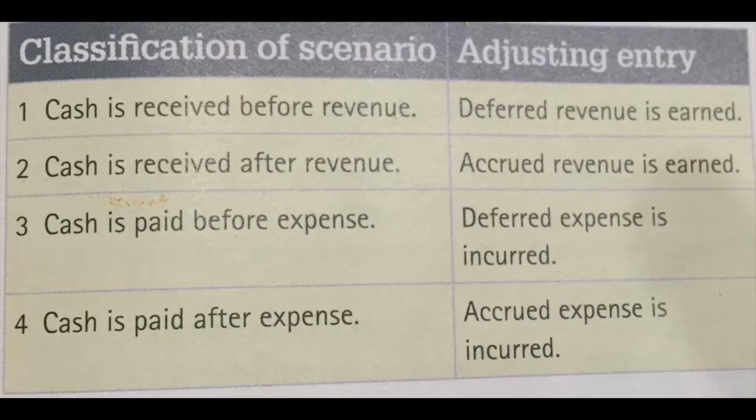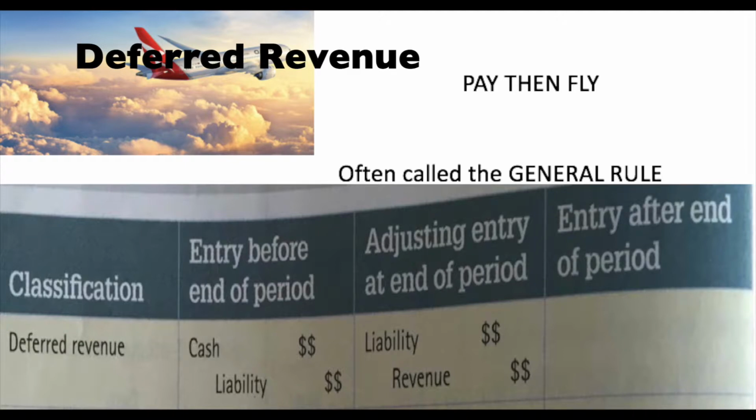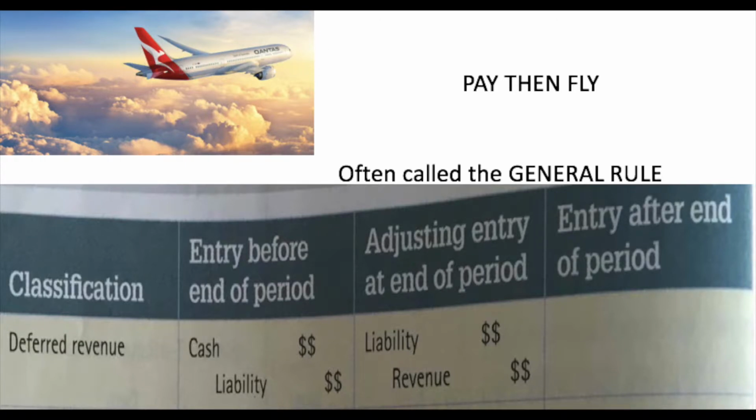There are two different scenarios that can occur when recording revenues and expenses. This diagram is a brief explanation of each scenario. However, I will go into greater detail on the meaning of each. Deferred revenue is where cash is received before the revenue is earned. For example, airline companies receive payment before you fly.